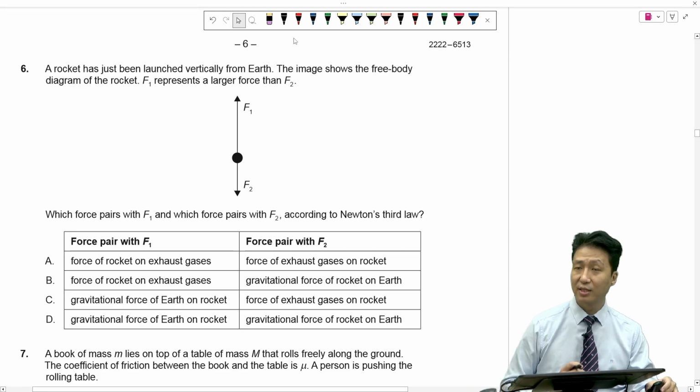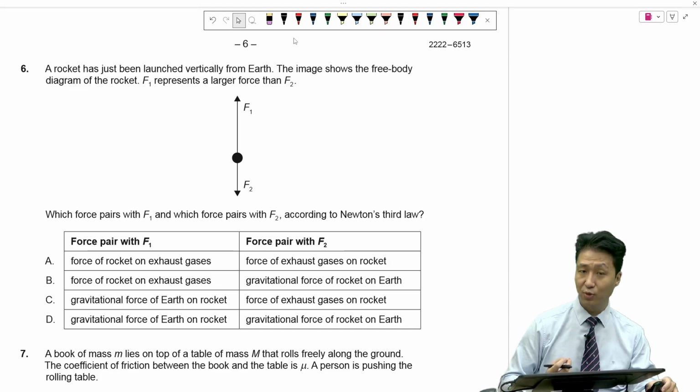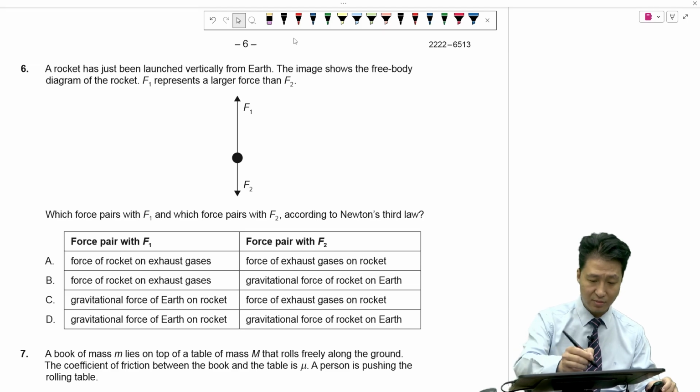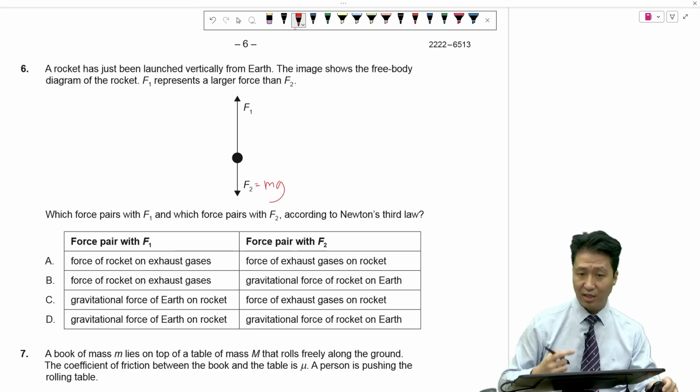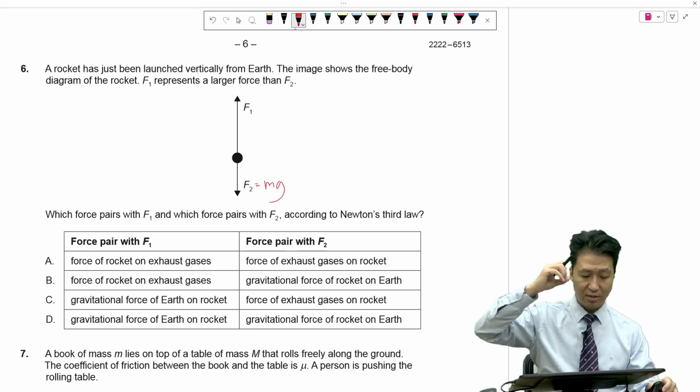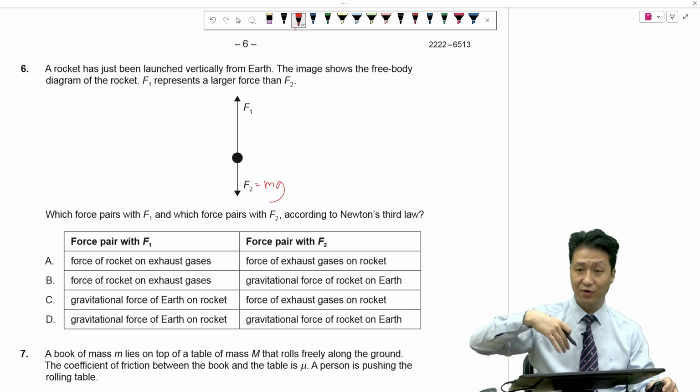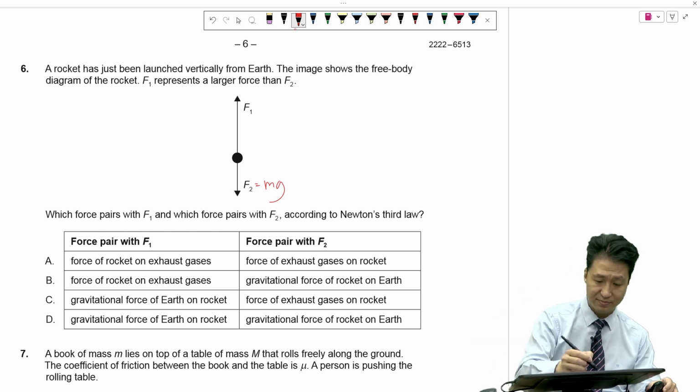In question number 6, it says a rocket has just been launched vertically from Earth. The image shows the free body diagram of the rocket. F1 represents a larger force than F2. So here F2, of course, should be the force of gravity, mg, right? In F1, if it's a rocket, there are exhaust gases going downwards. It's a force of the exhaust gases on the rocket, right?